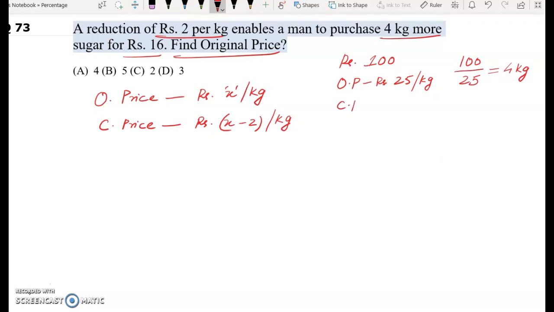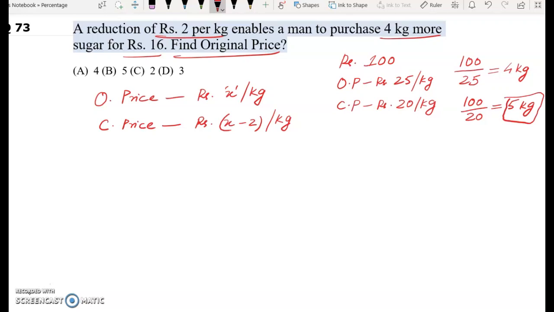Now let's say the price has been decreased by 5 rupees. So the current price will be how much? 25 minus 5 is 20. Now because of this reduction in price, I will be able to buy more. So I will be able to buy how many kg of rice? 100 divided by 20 is equal to 5 kg. So because of this reduction, I was able to buy 1 kg more rice.